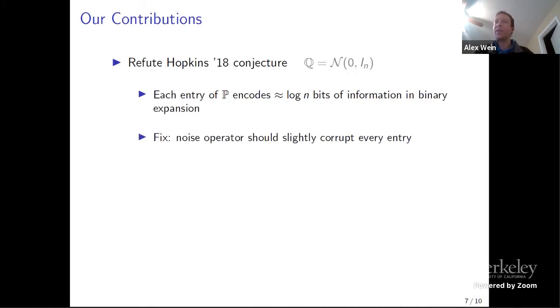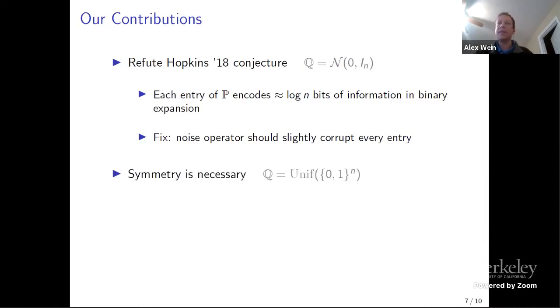But there's a simple way to fix the conjecture so that we no longer know how to refute it. And it's that the noise operator should corrupt every entry a little bit instead of resampling just a few entries. And the reason is to destroy all these low order bits.